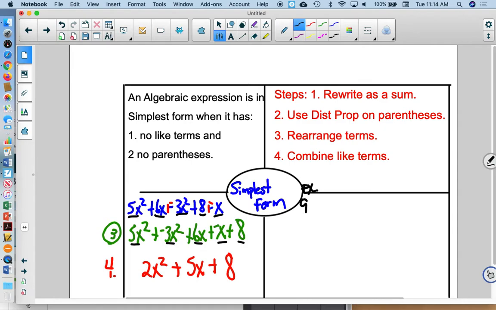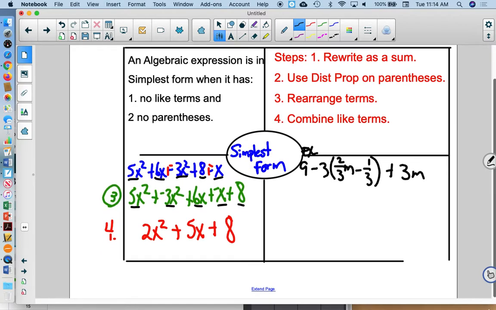I have 9 minus 3 times, parentheses, 2/3 m minus 1/3, close parentheses, plus 3m. Nine minus 3 parentheses 2/3 m minus 1/3 close parentheses plus 3m. Everybody's writing. No logs today.